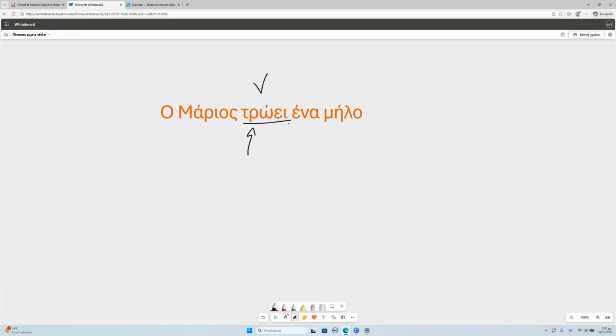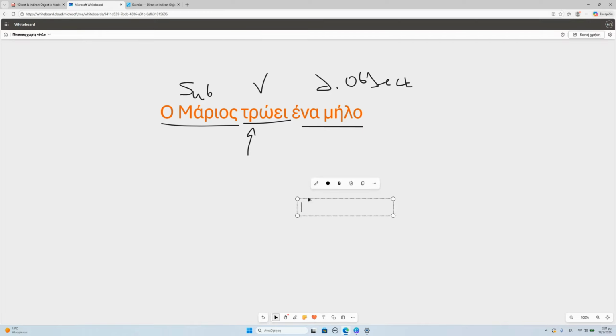Then we have to ask the question, who is doing that action? And the subject is Marios. And after that, what is Marios doing? This is ένα μήλο. In grammar terms, it is called the direct object. It's very, very simple. So this is a simple phrase. But let's do another phrase, a little bit more difficult this time. I write: ο Μάριος δίνει το στυλό στην Μαρία.